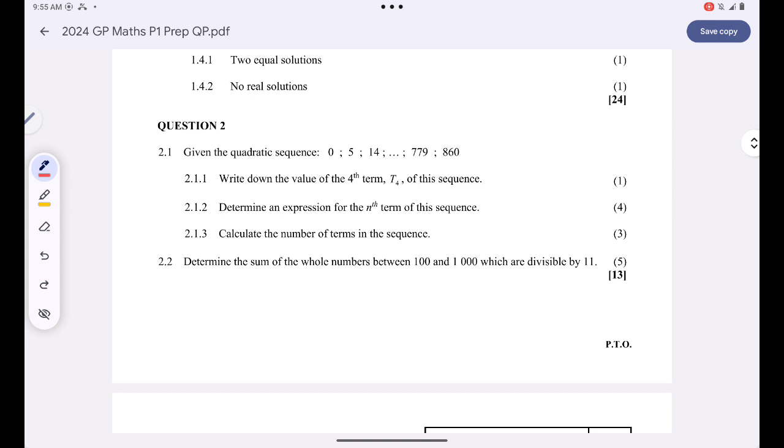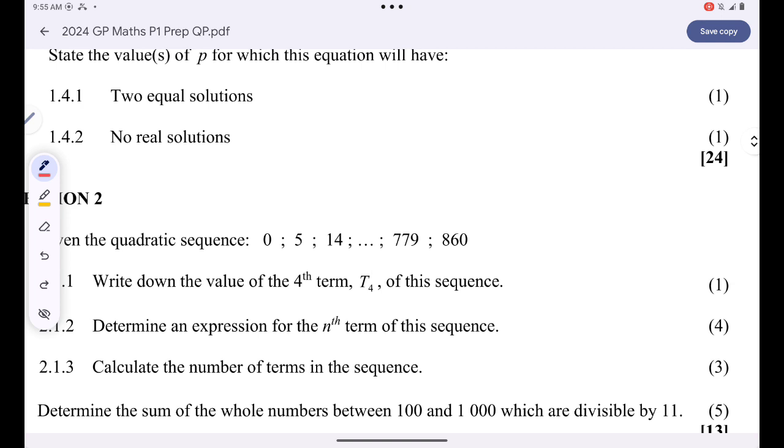Okay, we are given a quadratic sequence over there. Before we even answer the questions, remember that the quadratic sequence has two differences. Are we together? The first difference is arithmetic and the second difference is common. So the first term is equal to 0, the second term is 5, then 14, and this will go on and on until 860. Are we together?